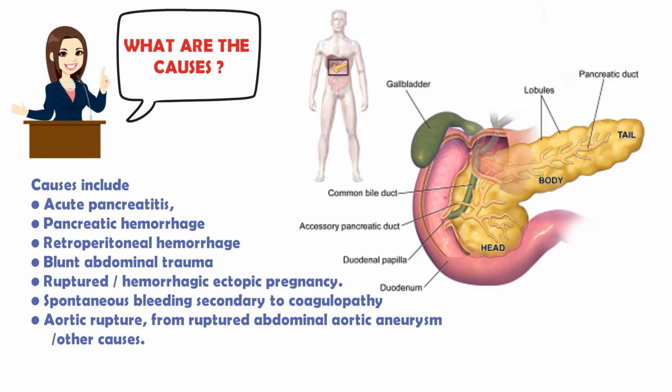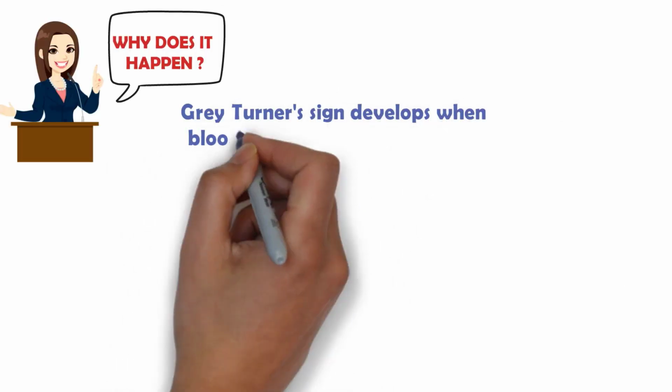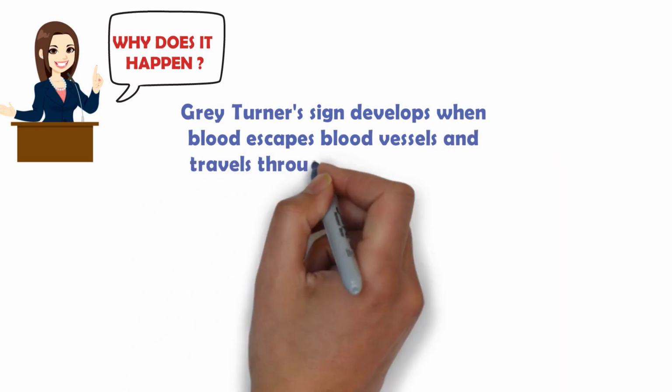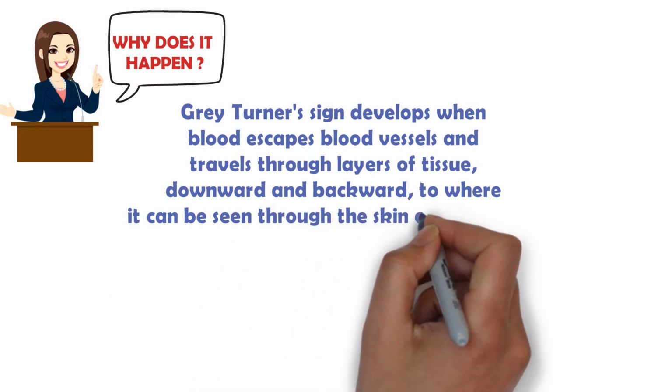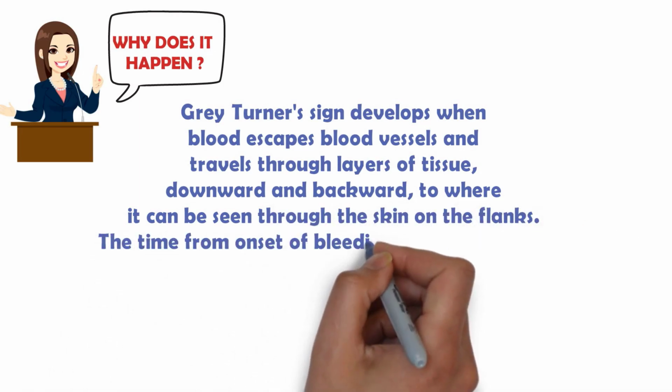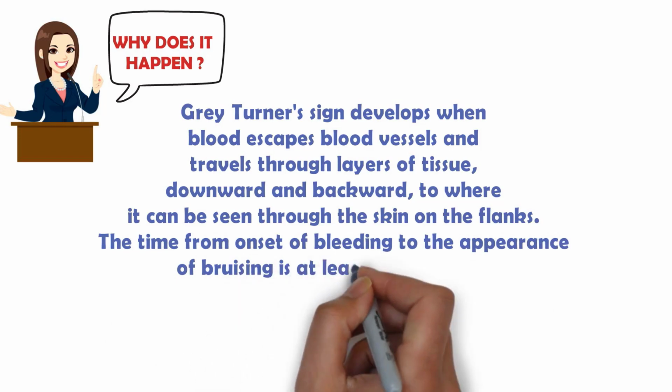So that is how Grey Turner's sign helps the doctor to diagnose pancreatitis in about 3 to 5% of the patients with acute pancreatitis. Now we'll see when the sign develops. Grey Turner's sign develops when blood escapes blood vessels and travels through layers of tissue downwards and backwards to where it can be seen through the skin of the flank. The time from onset of bleeding to the appearance of bruising is at least 24 to 48 hours.